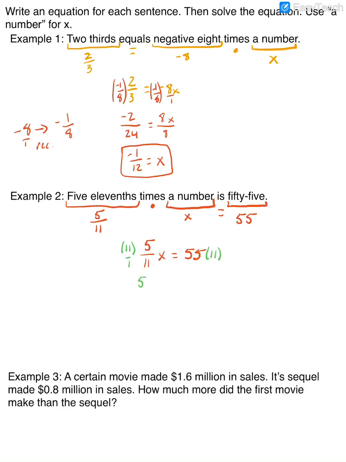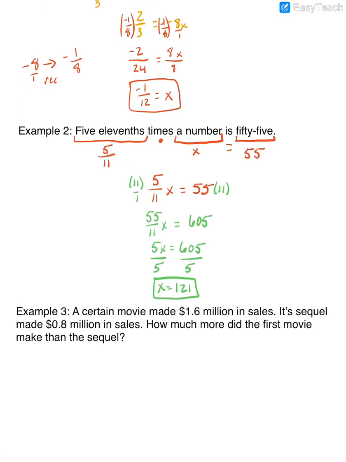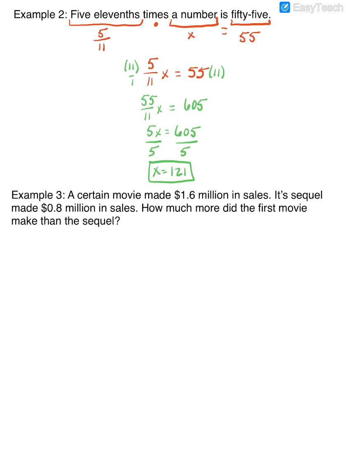So that gets you 55 over 11 times x equals 605. Pretty big number for 55 times 11. And 55 over 11 gets you 5x. Okay, one more step. 5x equals 605. 5 is timesing x, so you undo that using division. So now x will equal 121, because 605 divided by 5 is 121. That's my answer. Okay?